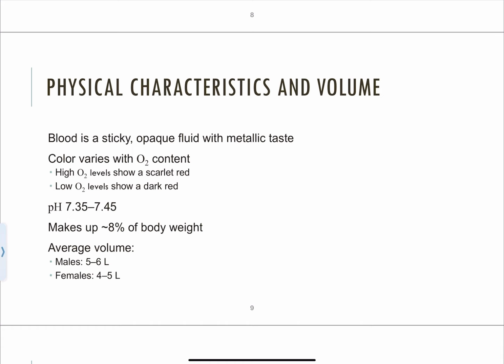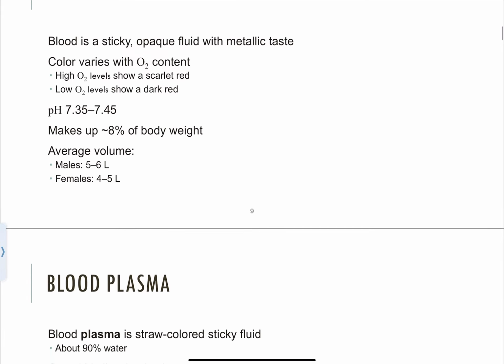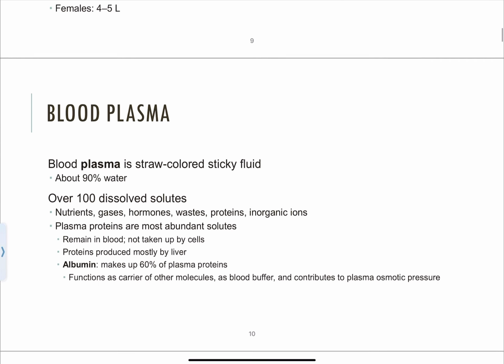If we're talking about our body weight as a whole, our blood volume makes up about 8% of our weight. And it is different based off of your gender. So males typically have a slightly higher blood volume, anywhere from 5 to 6 liters, while a female would have about 4 to 5 liters of blood.